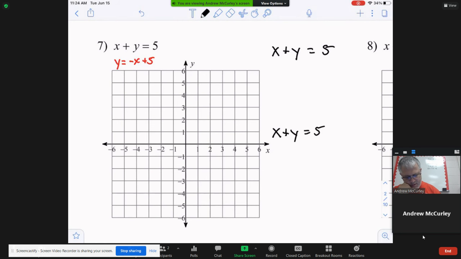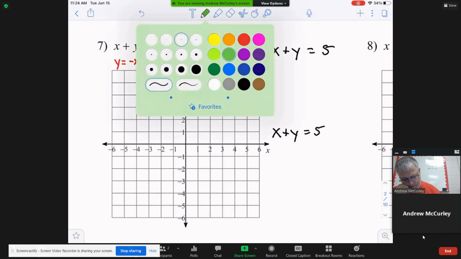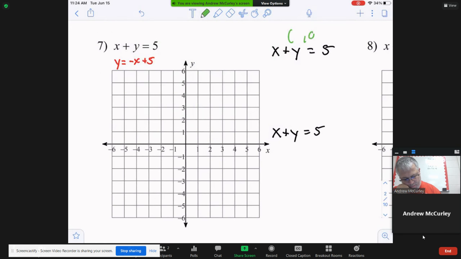And basically, I know that when y equals 0 in my point, the x will be the x-intercept. So if I put 0 in for y, or basically just get rid of the y, that means x equals 5. Hey, (5, 0) is one of my points.